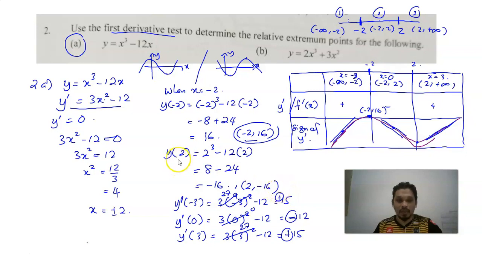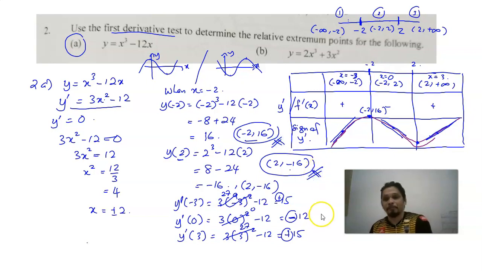Okay, when x equals 2, y is -16, and at -2, y is 16. The lowest point is when y equals -16 here. So the question wants us to use a derivative test to determine the relative extremum points, which are here: (-2, 16) and (2, -16).